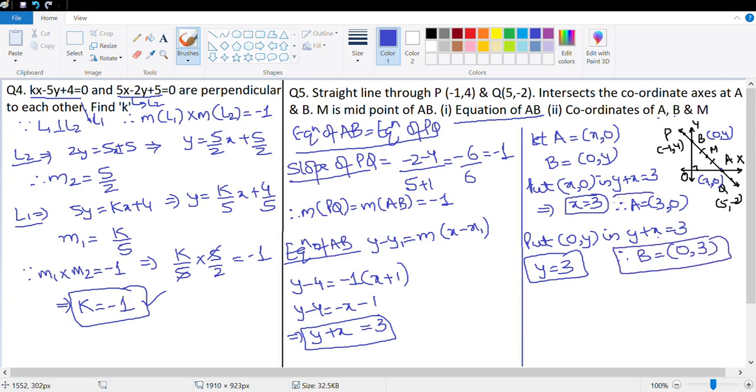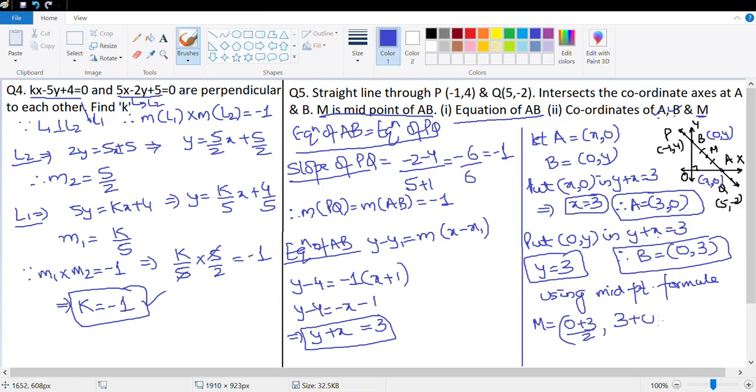So they wanted us to figure out the coordinates of A and B. Done. Next, the coordinate of M. M is given as the midpoint of AB. So using the midpoint formula, M will be ((0 plus 3) upon 2, (3 plus 0) upon 2), which is (3/2, 3/2). So that's the coordinate of M.